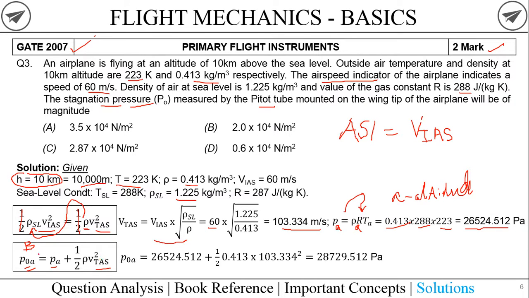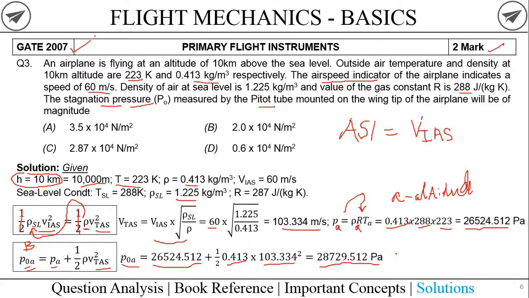And now we have obtained the two unknowns. So from this we can easily solve for the stagnation pressure. So here, substituting in the value for pressure at that altitude in pascals plus half rho, which is provided already, and V here means V TAS at that particular altitude, 103.334 square.